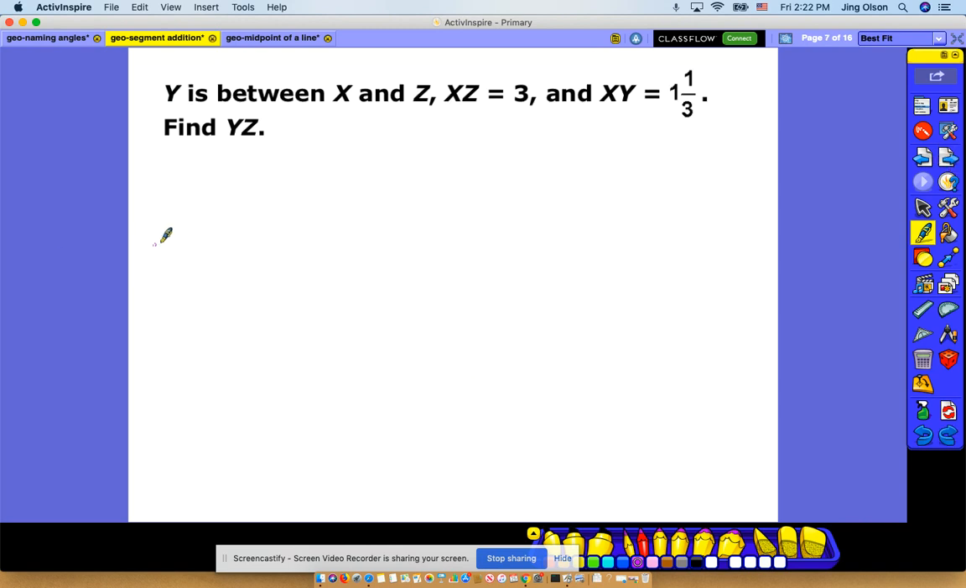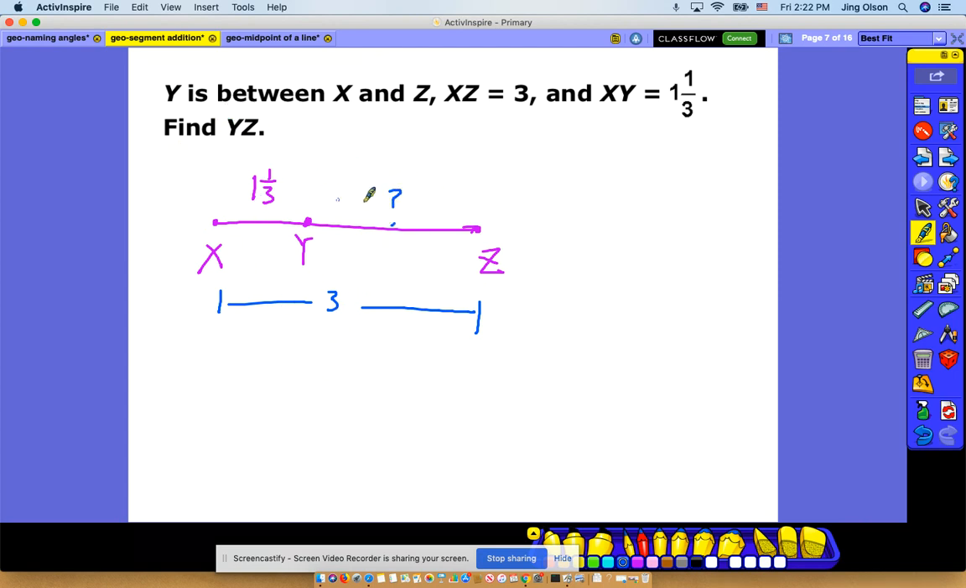Next one, Y is between X and Z. So this is X, this is Z, right? Y is going to be somewhere in between. Let's say Y is right here. XY is 1 1/3. XZ is 3, so this whole thing is 3. What is YZ? Again, we'll have to subtract to find that one. YZ is equal to 3 minus 1 1/3, which is 1 2/3.